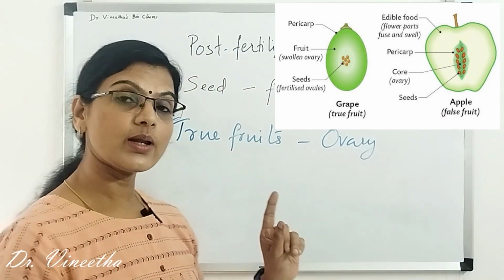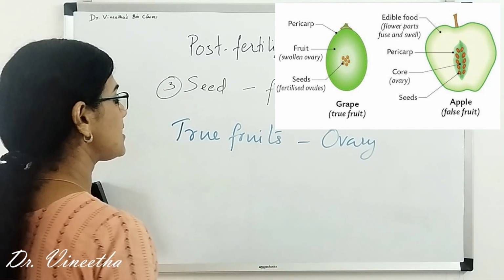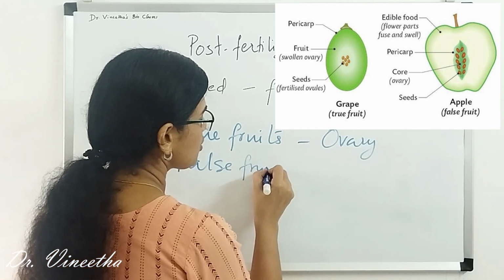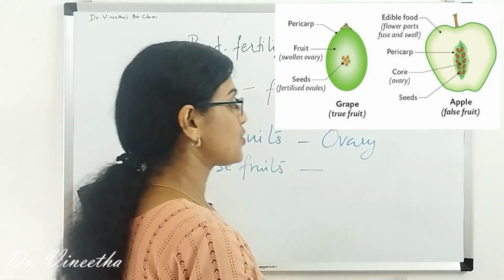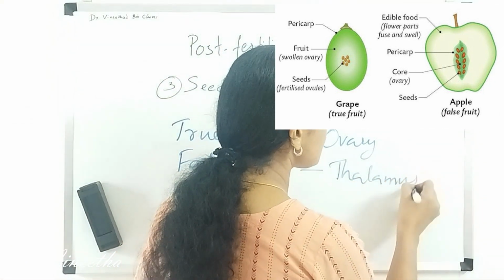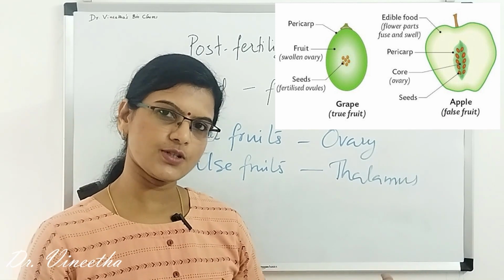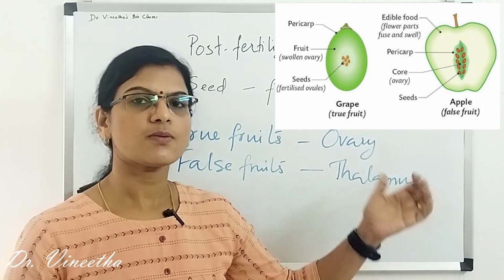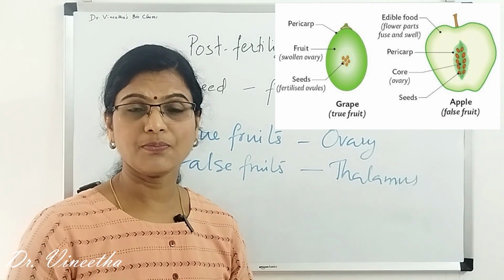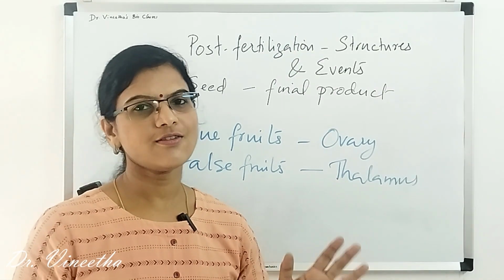So if it is the ovary which develops into the fruit, then it is known as true fruit. And if it is the thalamus which is developing into the fruit, then it is known as false fruit. And true fruit develops from the ovary. Examples of false fruit are the apple, strawberry, cashew, etc. So that's about the true fruit and the false fruit.